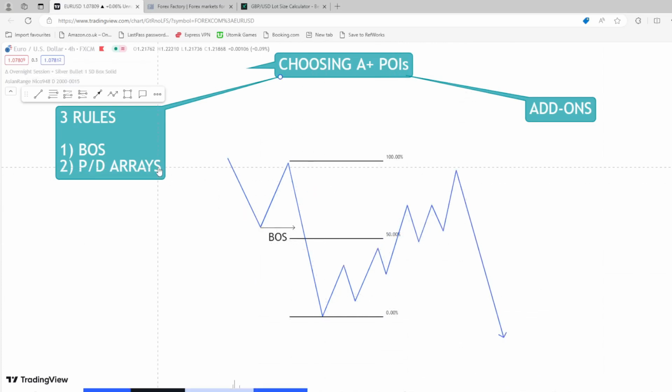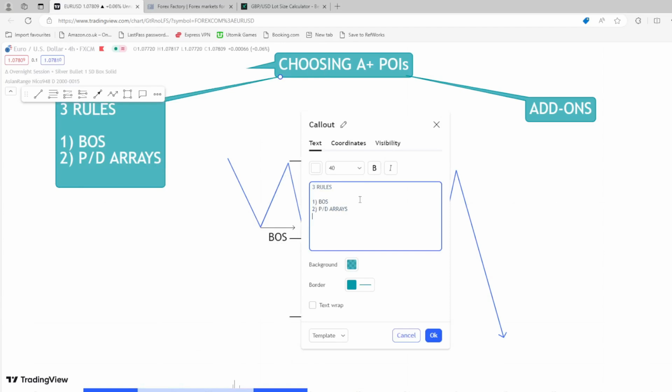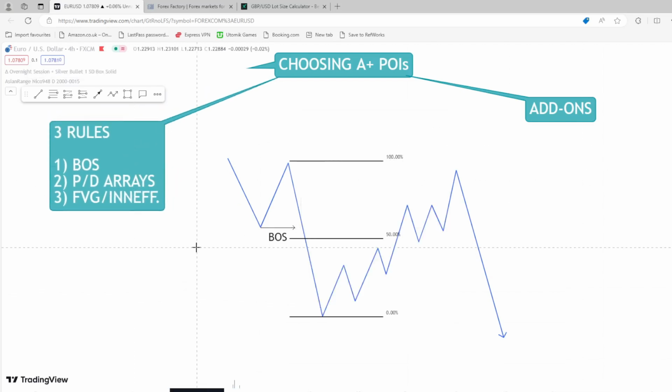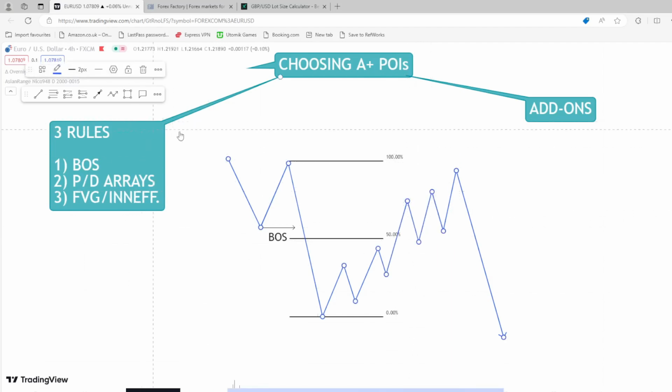Now the third and final rule is very important. This is more from an ICT basis. We need to see a fair value gap or an inefficiency in price. Very important to see that fair value gap or inefficiency. The reason why we need to see that is because we want to see price head up to the premium in order for us to mitigate something.